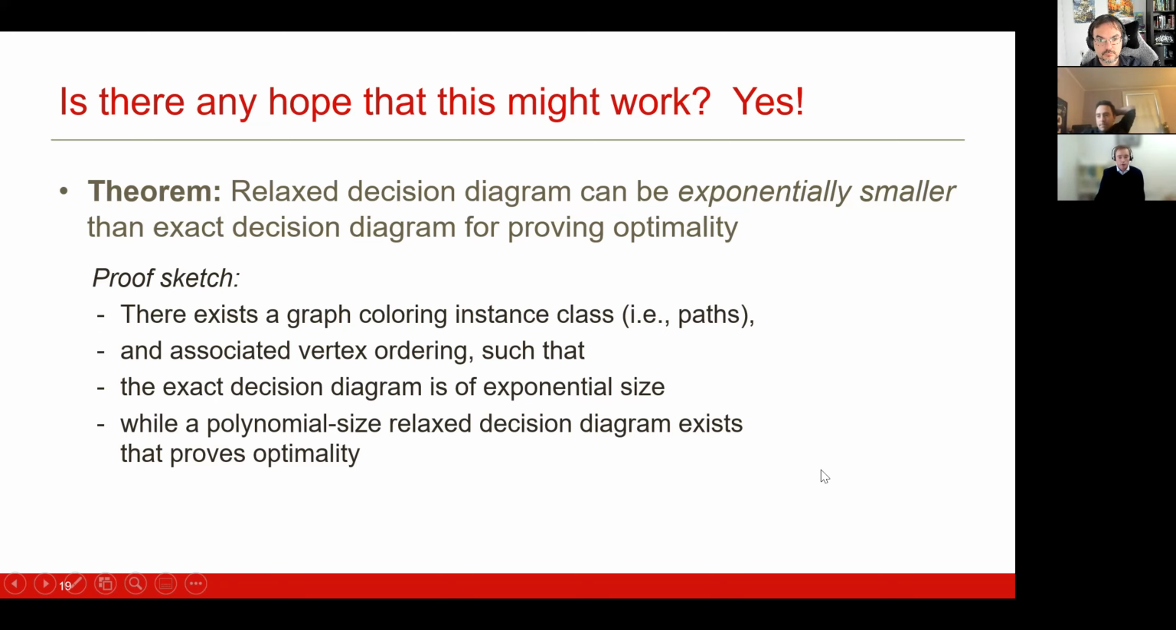Finding the optimality condition for this particular class, paths, was not so easy, just because it has a very low coloring number. But there is some hope, and in the experimental section, I'll show you that the hope is way better than this somewhat worst-case scenario.